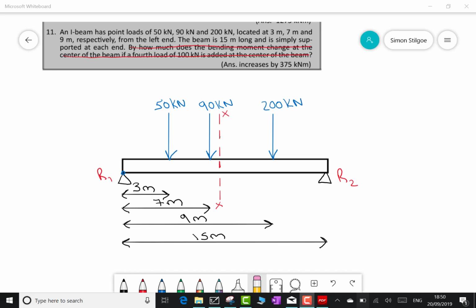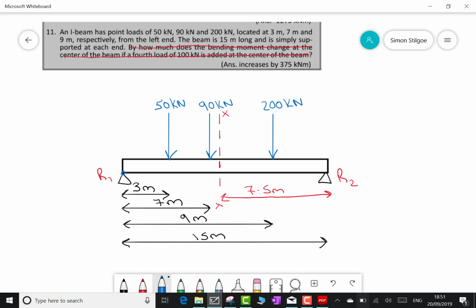Well, down in my diagram, we've got a 15-meter long beam with point loads of 50 kilonewton, 90 kilonewton, and 200 kilonewton at distances of 3, 7, and 9 meters respectively from the left-hand end. Our section XX, indicated as the dashed red line here, is going to be exactly halfway across the beam, and half of 15 is going to give us that 7.5 meters. So our distance from here out to R2 here is 7.5 meters. And we want to find the bending moment.